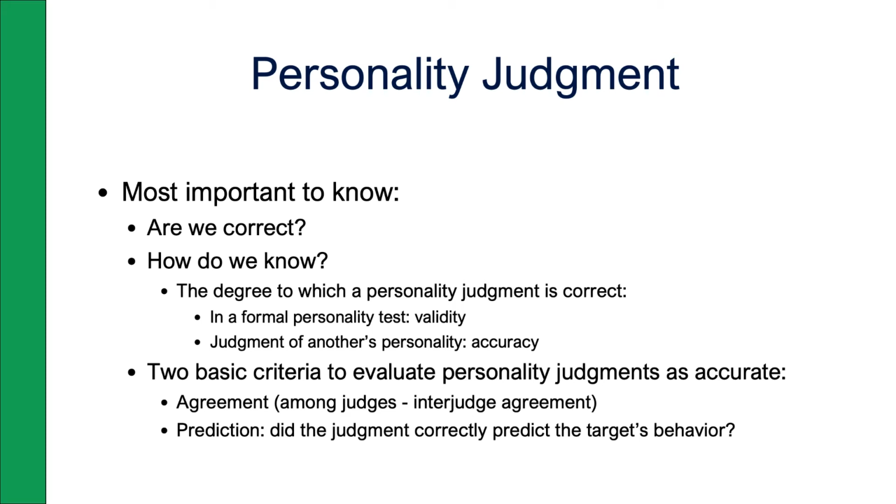Second, the whole reason they ask for those letters at all is because they've been shown to predict success in graduate school. So graduate programs rely on those 2 basic criteria, agreement or inter-judge agreement and prediction, to increase the accuracy of those personality judgments that determine who gets accepted to graduate school.